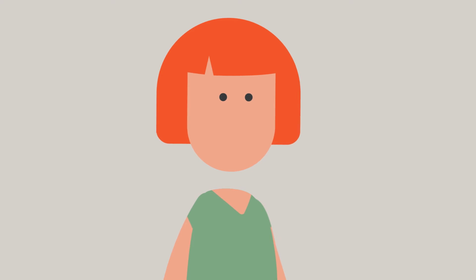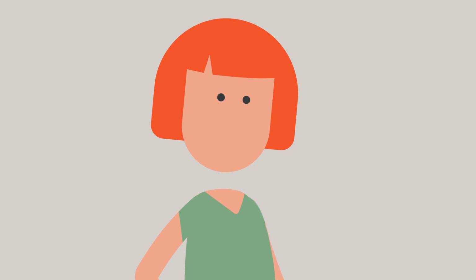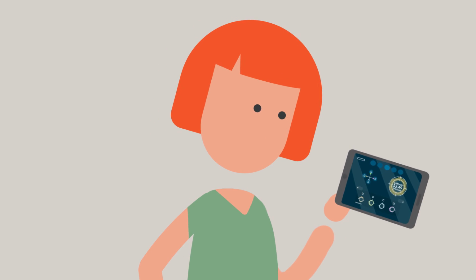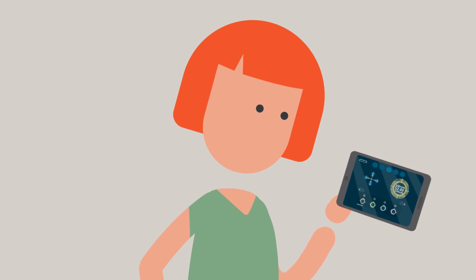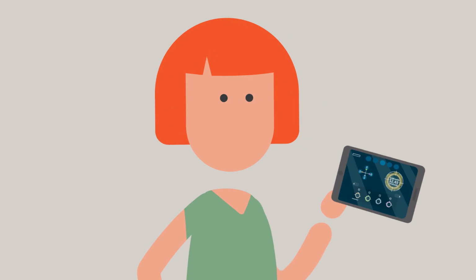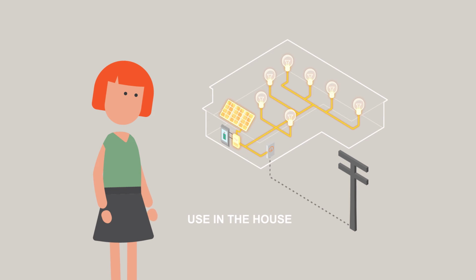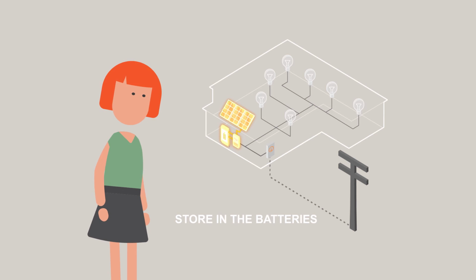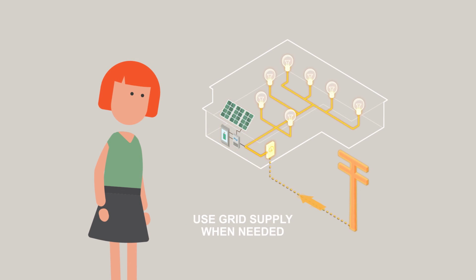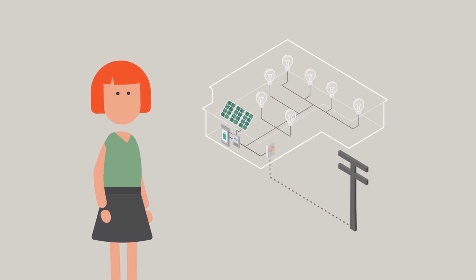As the family finance expert, Claire likes the special battery controller that decides how to use energy from the solar panels. It chooses the most cost-effective option every second, either using the energy immediately in the house, storing it in the battery, selling it to the grid, or using grid supply when it's needed.